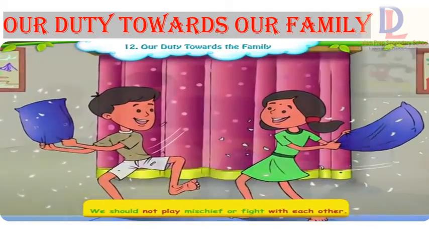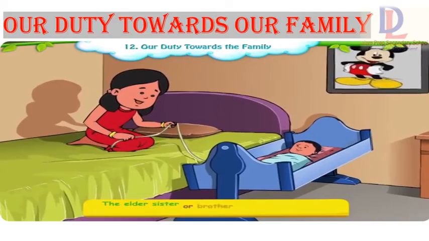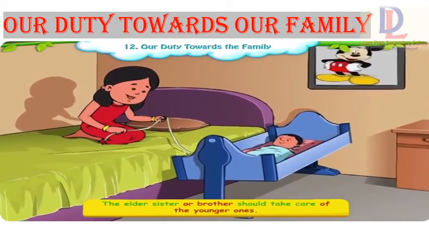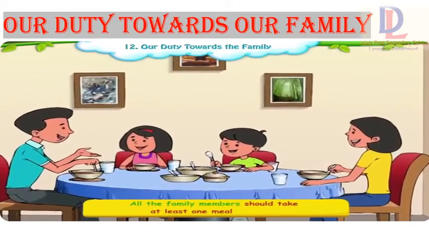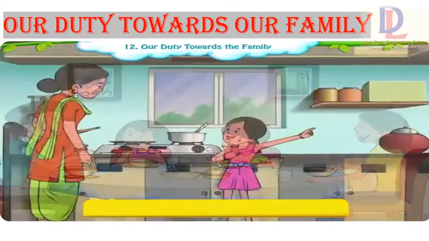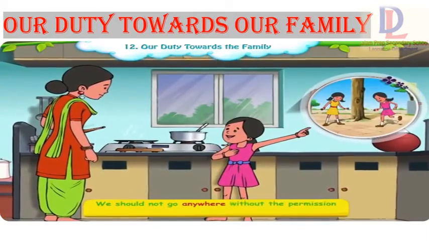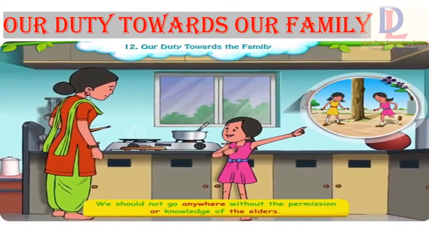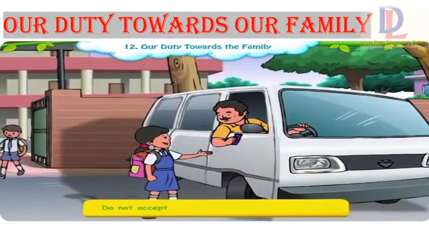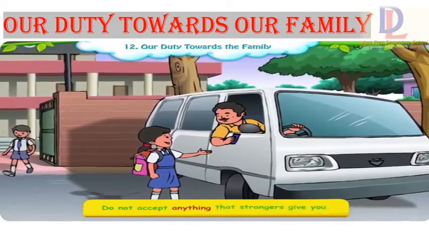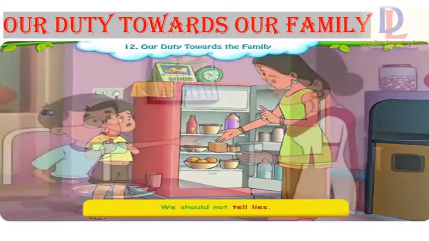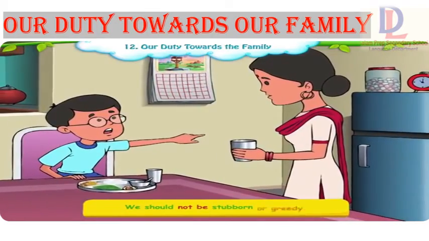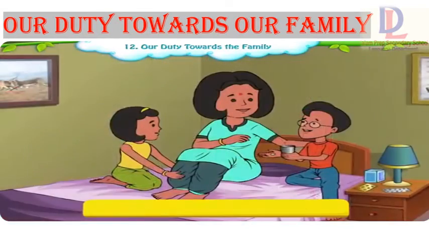We should not play mischief or fight with each other. The elder sister or brother should take care of the younger ones. All the family members should take at least one meal together. We should not go anywhere without permission or knowledge of the elders. Do not accept anything that strangers give you. We should not tell lies. We should not be stubborn or greedy.